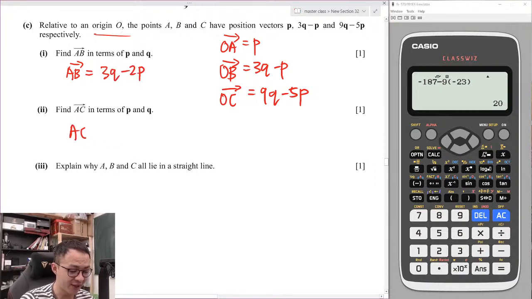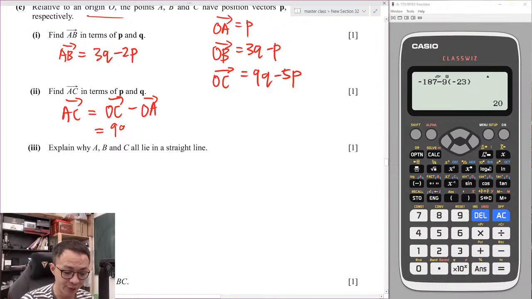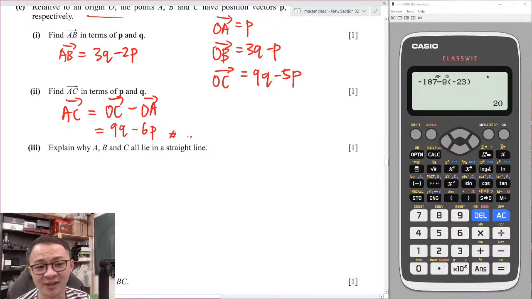Then we'll find AC, same here. This one will be OC minus OA. So OC will be 9Q minus 5P. OA is P, so minus 5P minus P is minus 6P. Yeah, just 1 mark. Just test how much you understand about vector. And then explain why A, B, C are on a straight line.